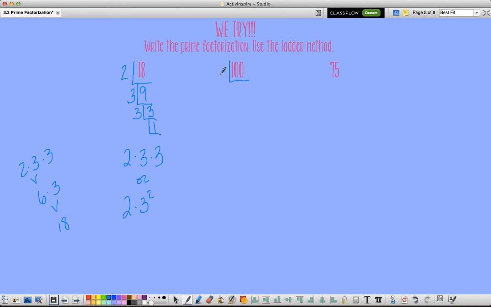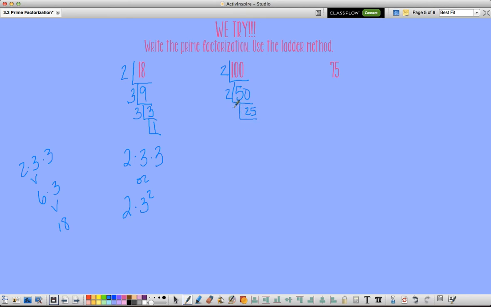All right, so I have 100. Do not use 25. 25 is composite, and so is 20. So don't use them. Let's stick with 2 because it works. It's even, so we get 50. And let's stick with 2. I mean, when you can, you might as well stick with 2 because that's the lowest one that you have, and you get 25. Well, now it's not going to work anymore.